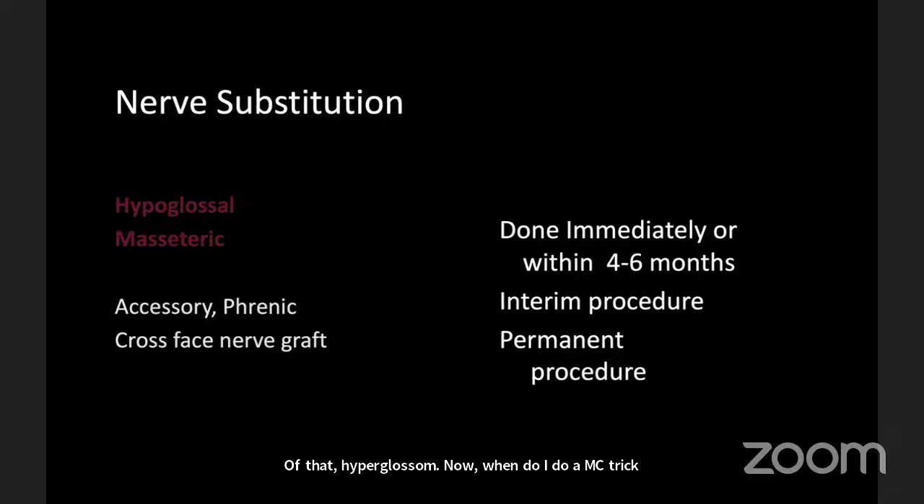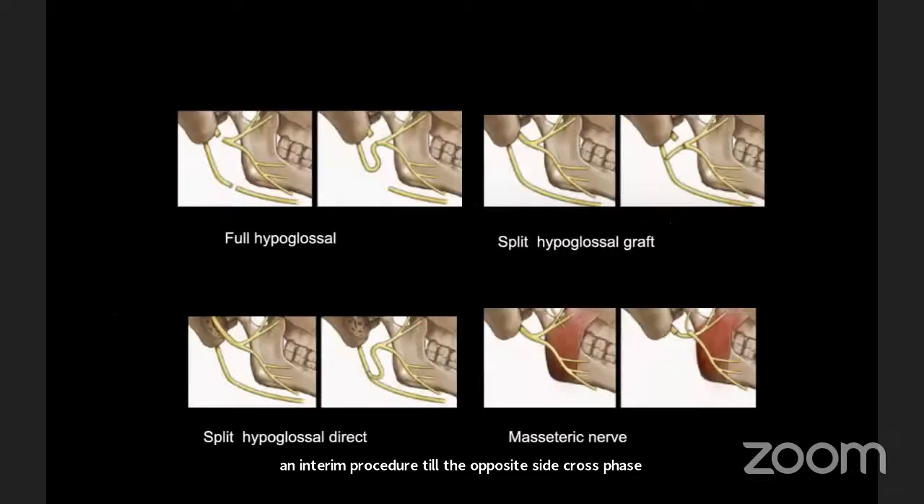Now, when do I do a masseteric transfer? In most cases, I do it immediately for the angle of mouth, and I would do a staged procedure for the eye. Either I would do a gold weight temporarily, or I would do a temporalis transfer later. If you're doing a free functioning muscle transfer up front, I would do it as an interim procedure till the opposite side cross face works, or I would do it as a permanent procedure.